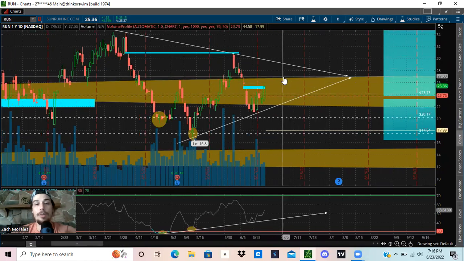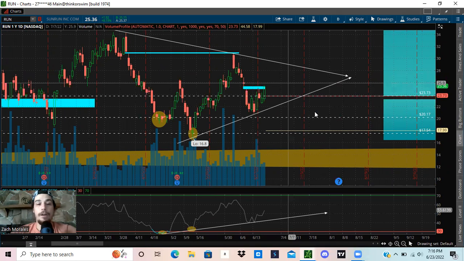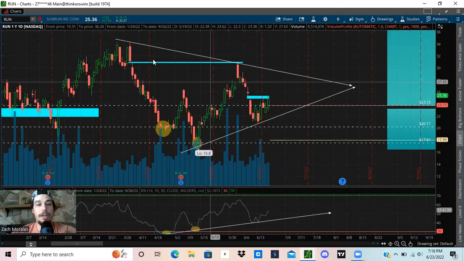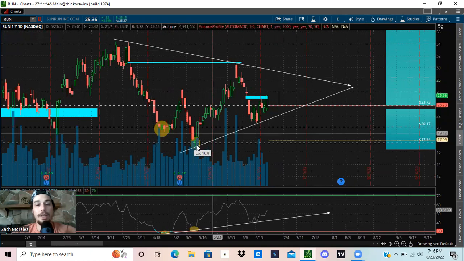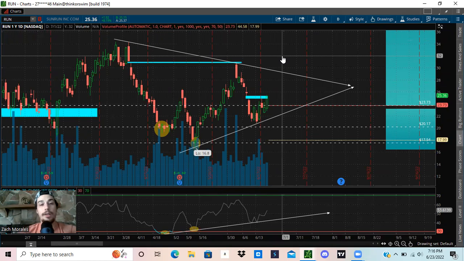Now that we know where those yellow ovals are from, we'll go ahead and take those off the chart and look at our daily trend lines. So we have this nice trend line here and this nice trend line here, forming a little bit of a symmetrical triangle.